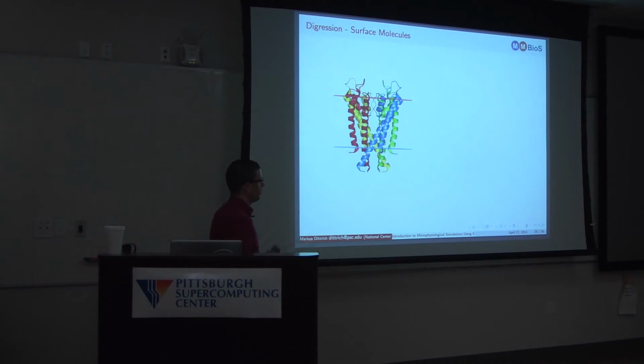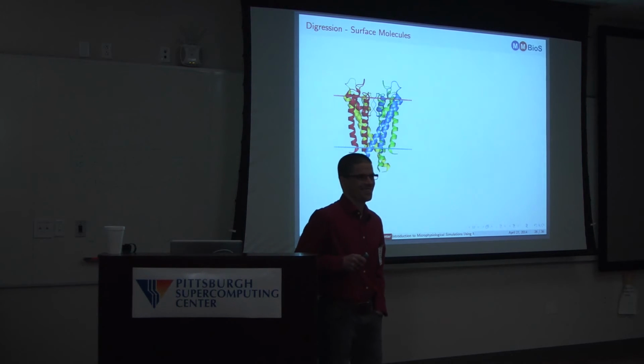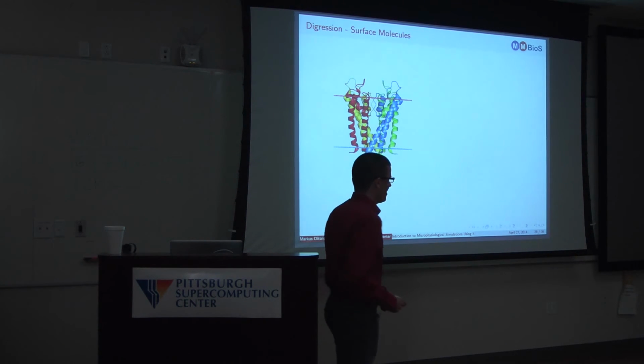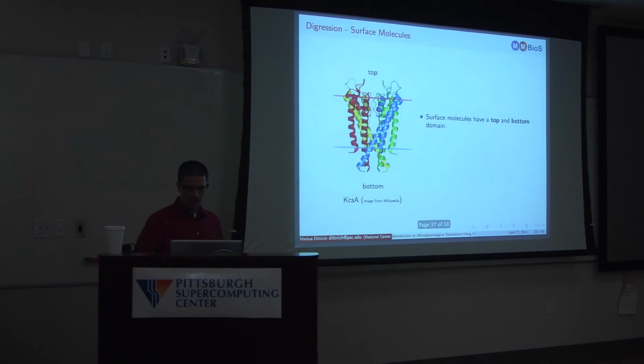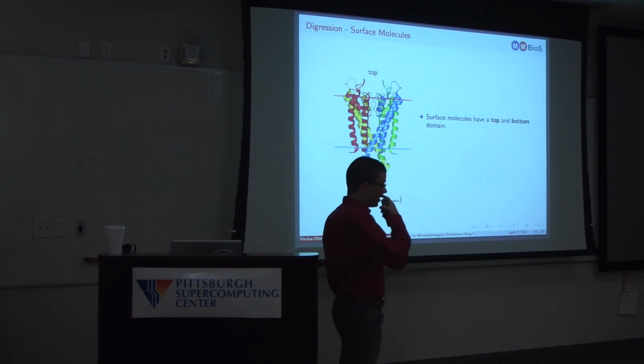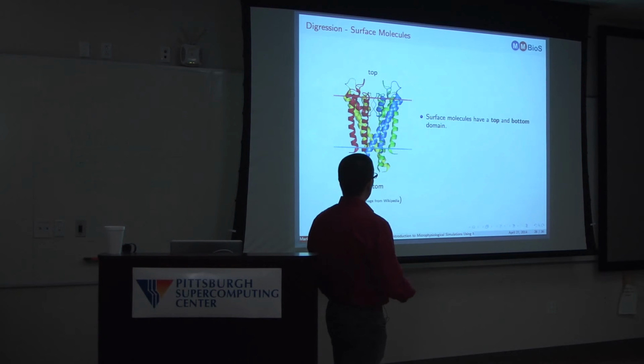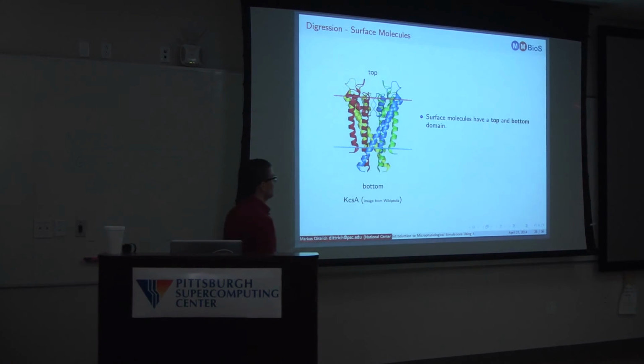So basically, let's think about surface molecules. So this is a surface molecule, or could be a potential surface molecule. Anybody know what that is? Okay, so this is KCSA, so it's a potassium channel. So it's a voltage-gated potassium channel. This is the pore here. And you can already see that it's not really a symmetric object. It has what we would call a top and a bottom domain, right? So it's different here than here. So it has something that we call top and the bottom, right? So top and bottom is our nomenclature.